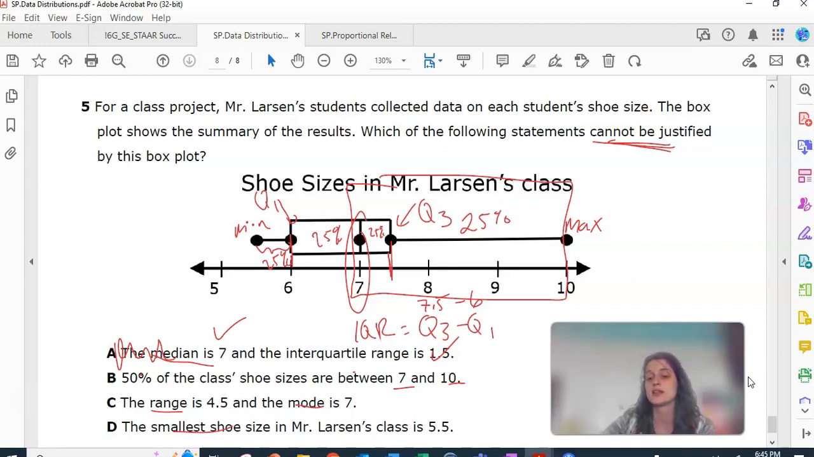You're looking for the one that is either blatantly wrong or that you cannot prove from this graph, because the question is which cannot be justified, which cannot be proved based on this picture. Maybe if I had the full list of data that made this picture, I could prove or disprove something else. But if you do not have that information on the picture, then it is not considered the correct answer. Or it would be the correct answer because it would not be something you could prove from your graph.